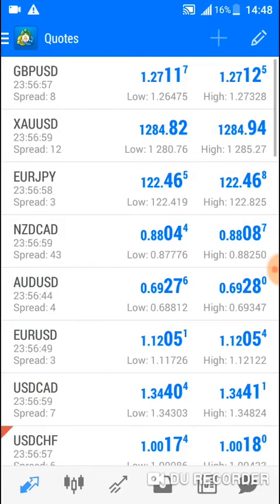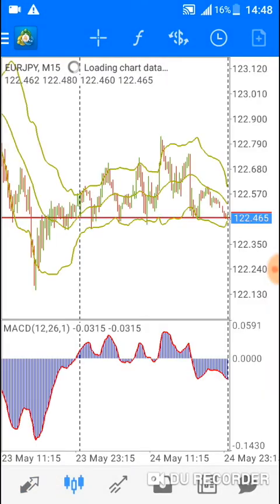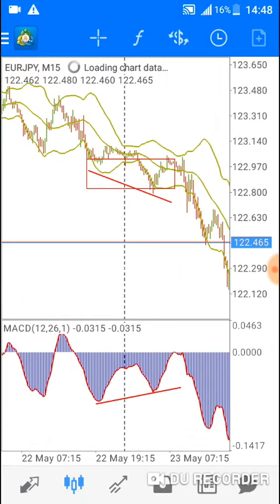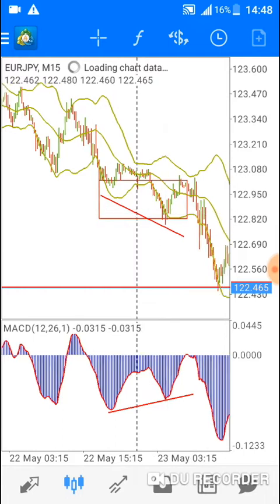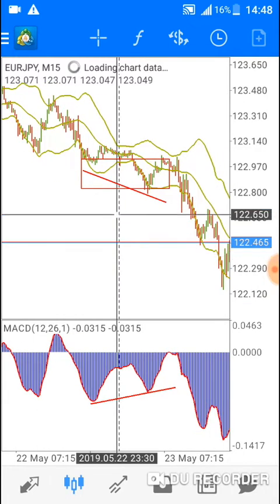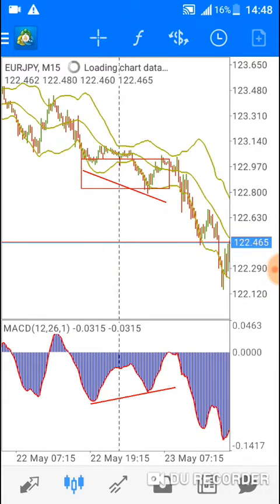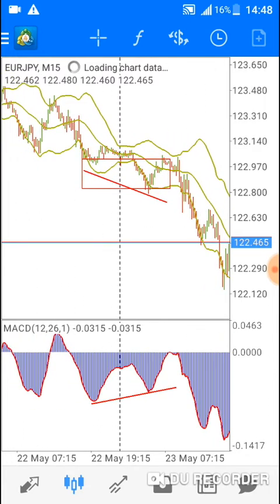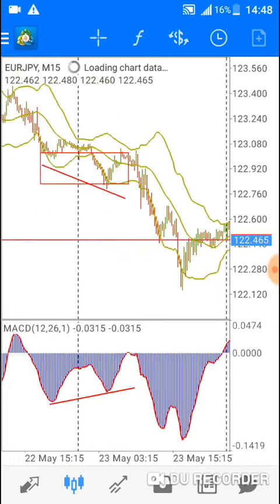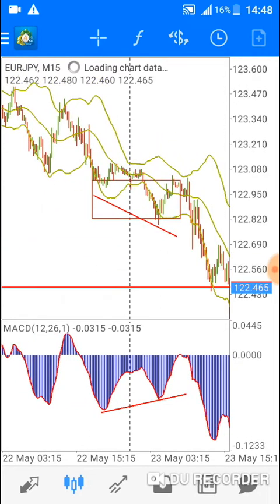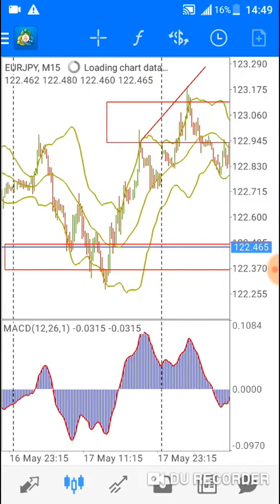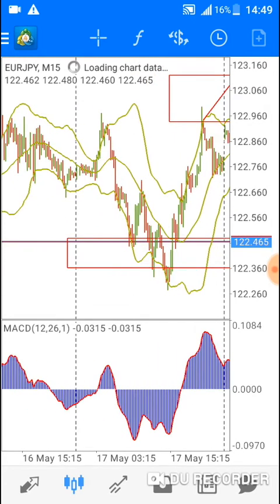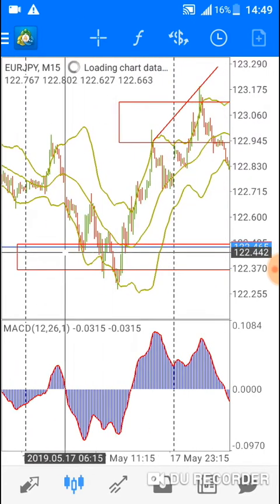So I had another pair, Euro JPY, so had a divergence. This one was a loser. As you know, this week JPY went crazy at some point, so this one was a loser. Let's see a winner. This one was a winner. The next setup, this setup was a winner.